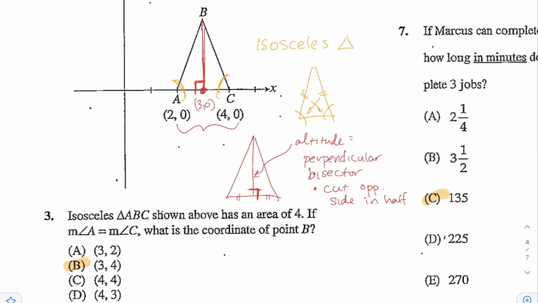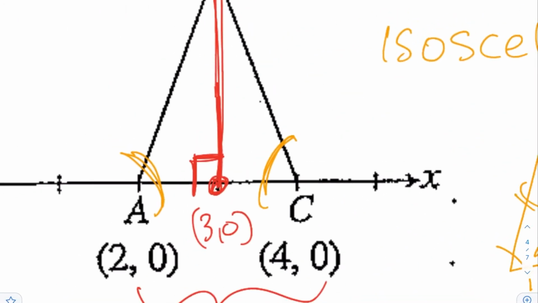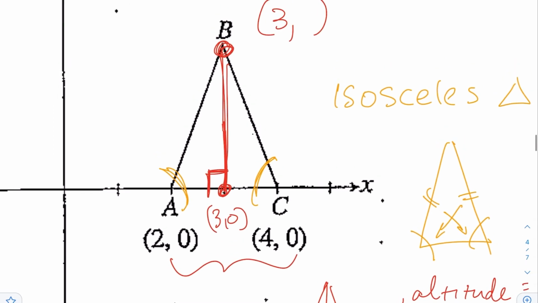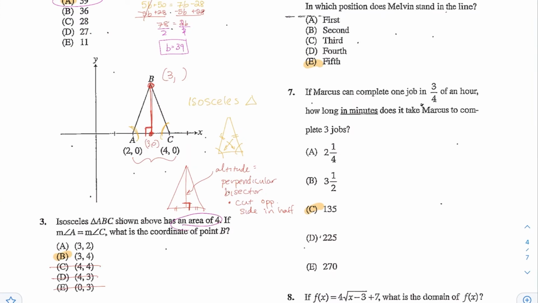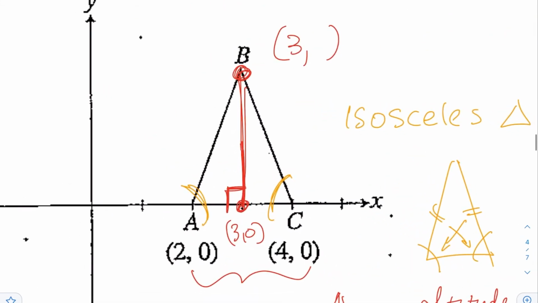So this middle point is 3, 0. We can then use this to eliminate choices C, D, and E, because point B needs to have 3 as the x. Now to solve for the y coordinate, we can actually solve this using the area. The area is 4. So the area of a triangle is 1/2 base times height. We know that the base is equal to 2, and the area is equal to 4.